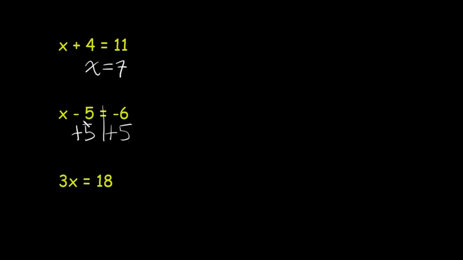So if we do this, we get that negative 5 and 5, well, that equals 0, and x plus 0 is just x. And then negative 6 plus 5 is going to be negative 1. So here our answer is x is equal to negative 1. And I encourage you to go back into this equation and plug in x equals negative 1, which would give you negative 1 minus 5, which is indeed negative 6.